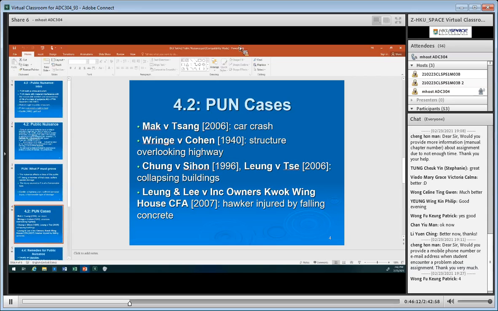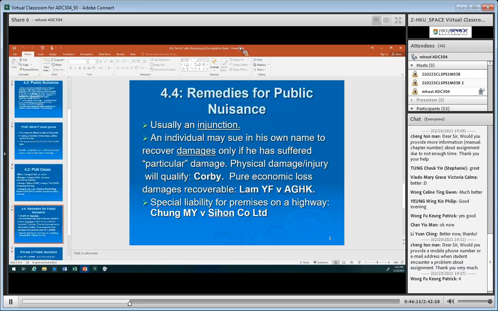Don't forget the remedies for public nuisance, similar to private nuisance. Usually an injunction, but probably more often than not, your remedies for public nuisance can include damages, because you can actually claim damages for personal injury. As we've noticed from these instances, obstructing a public highway or things falling from buildings can cause quite serious personal injury. Certainly if there is property damage, you can claim damages. You can also claim damages for pure economic loss as a result of that personal injury or property damage.